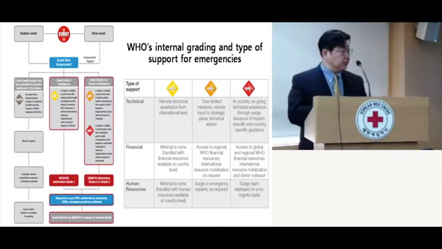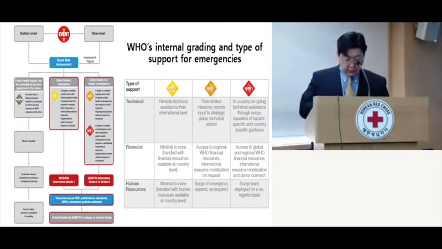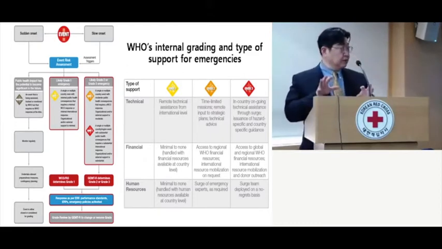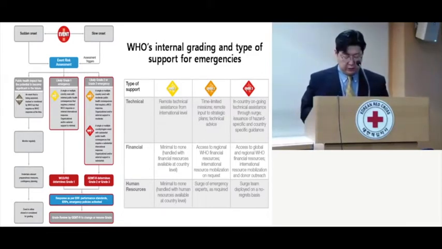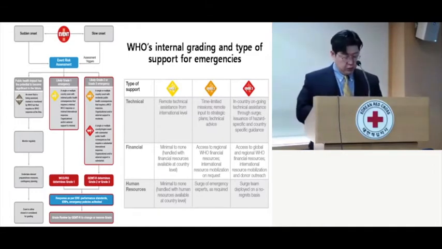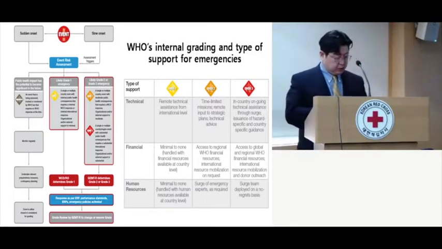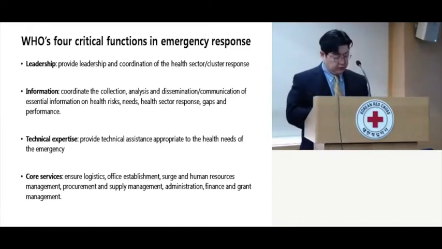And regarding this emergency response framework, we have three grades. Grade zero is a normal situation, normal level. And grades one, two, and three are abnormal situations. Depending on which grade the situation is placed in, you have to determine the measures and actions to be taken.